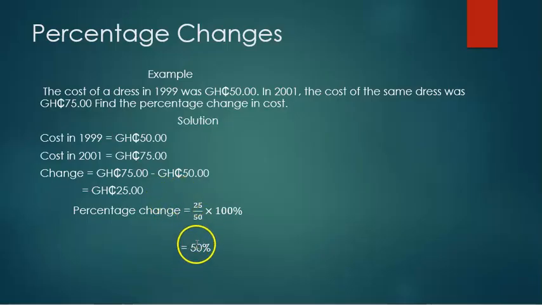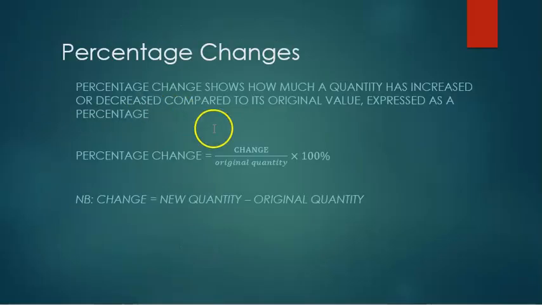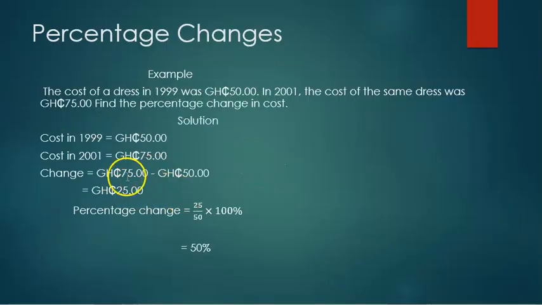Now to find the percentage that corresponds to this amount, as we said earlier, our change here is 25. So 25 over the original price. The original price in 1999 was 50 cedis. So our change is 25 over original price 50 times 100%. Now that gives us 50%. So the percentage change in cost is 50%. Now let's proceed.